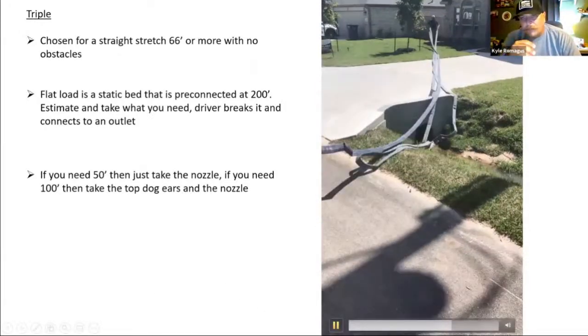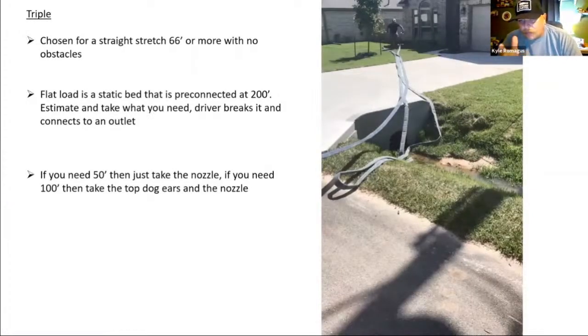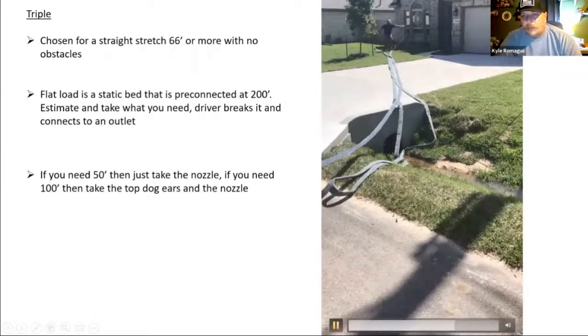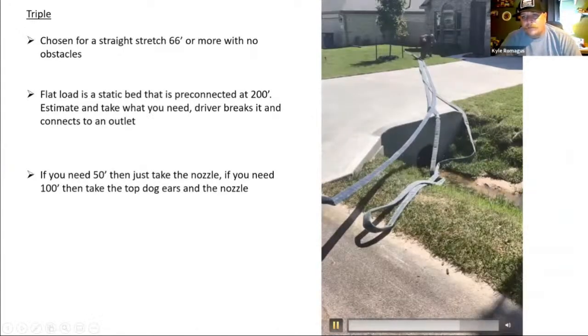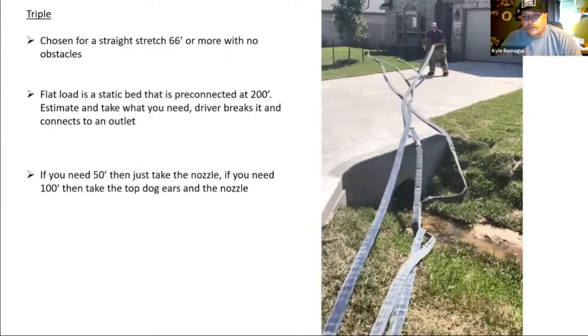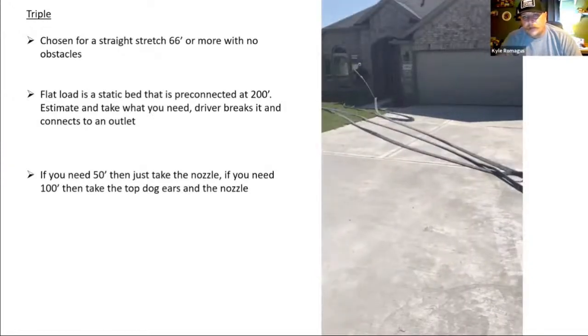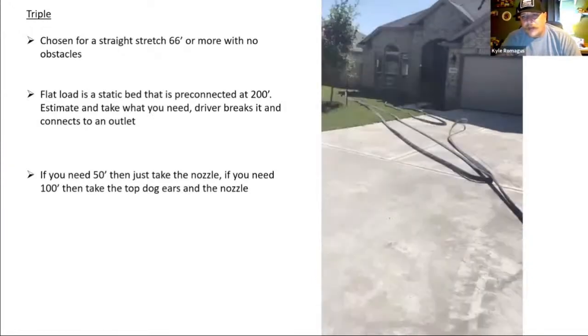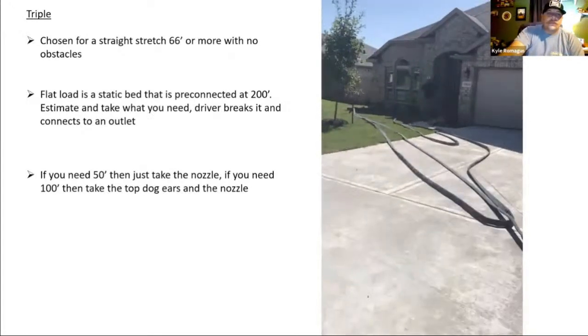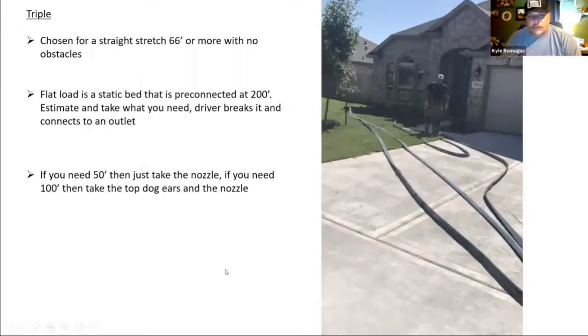So pro tip for you guys that are running the triple, I would not go back for this coupling. If I were you, just walk halfway. There's no reason to walk 50 feet when you can only walk 25. Isolate my nozzle, find my working coupling, walk to 25 feet and pull it to me. End up with the nozzle and coupling, flip my supply off my attack, and we're ready for water. Like it says, chosen for a straight stretch, 66 feet, no obstacles, triple all day. Flat load's a static bed, happens to be pre-connected to 200 feet.